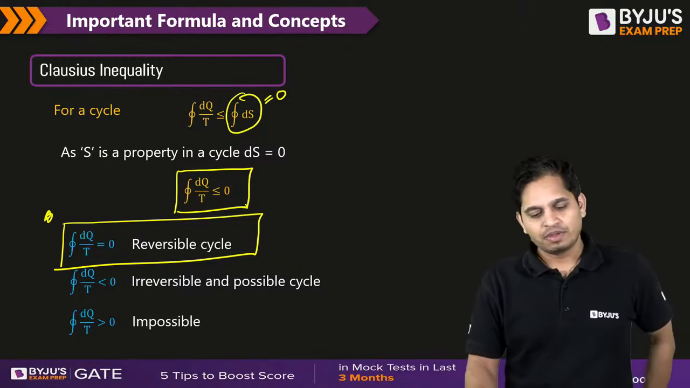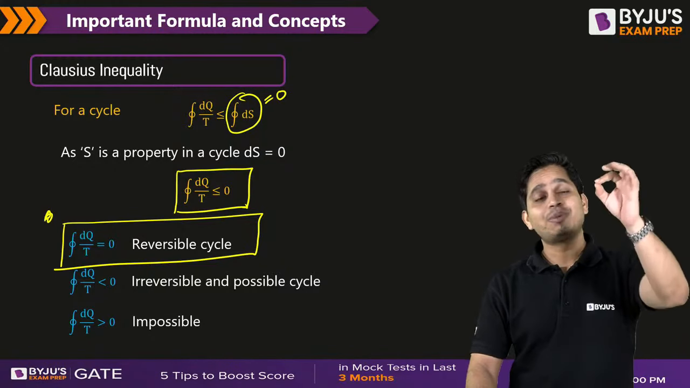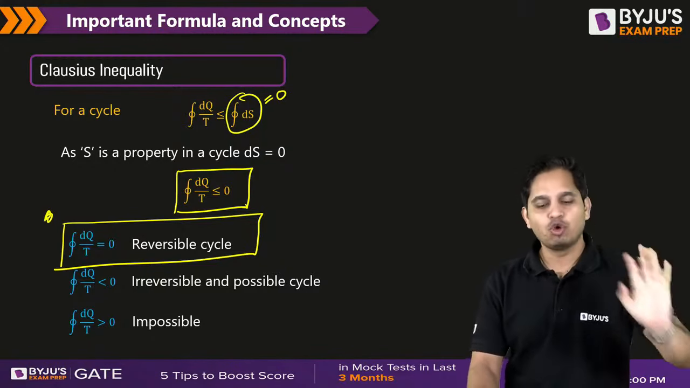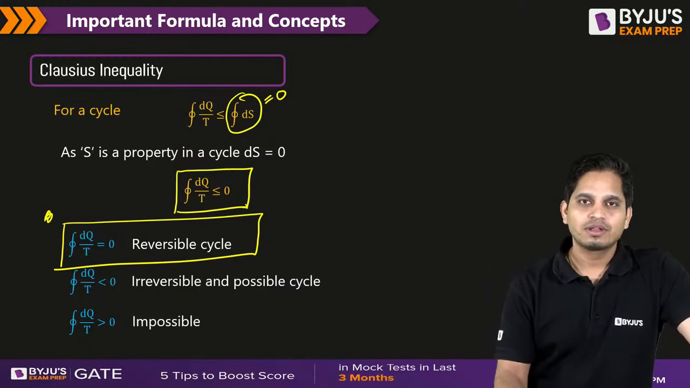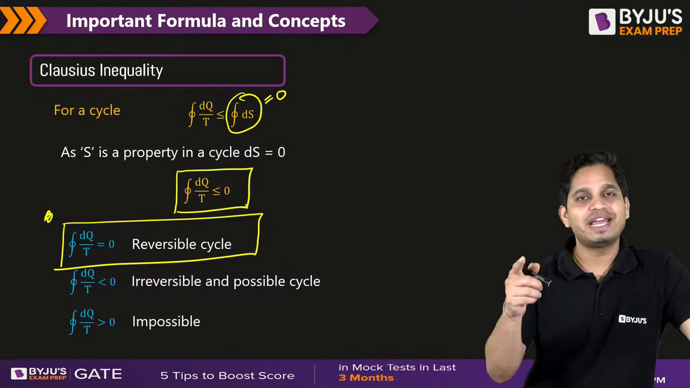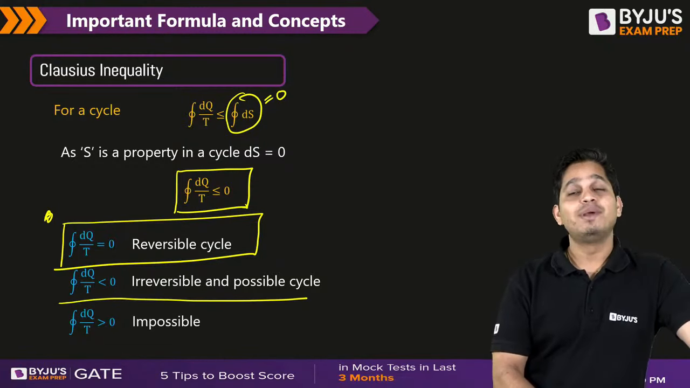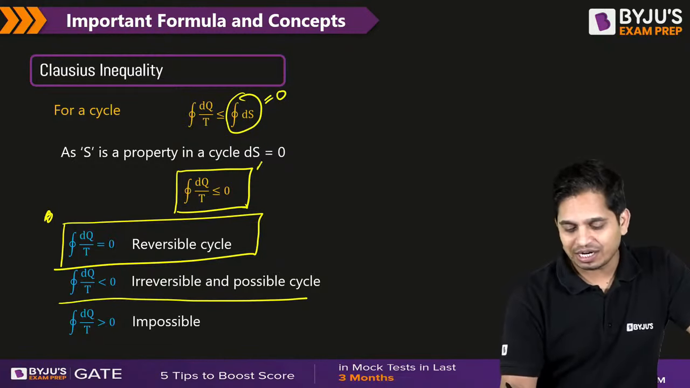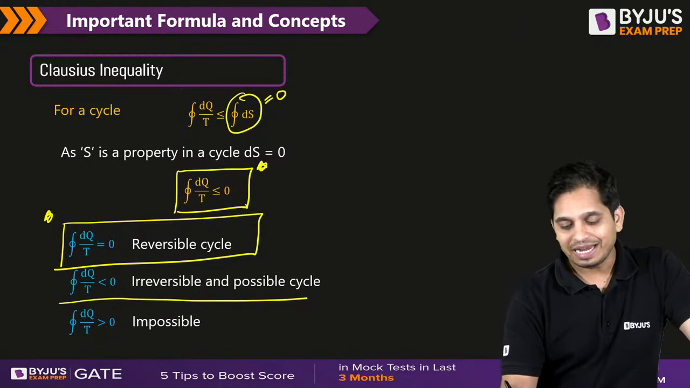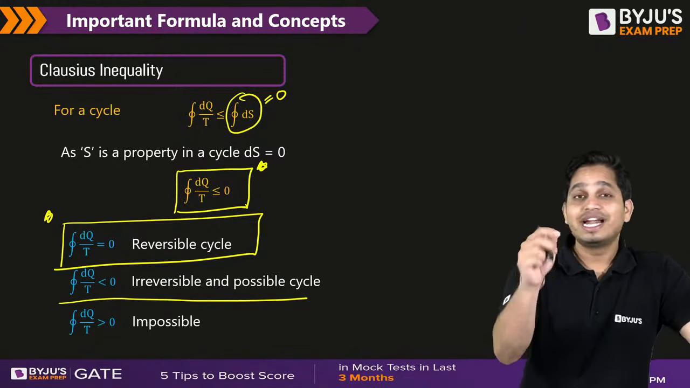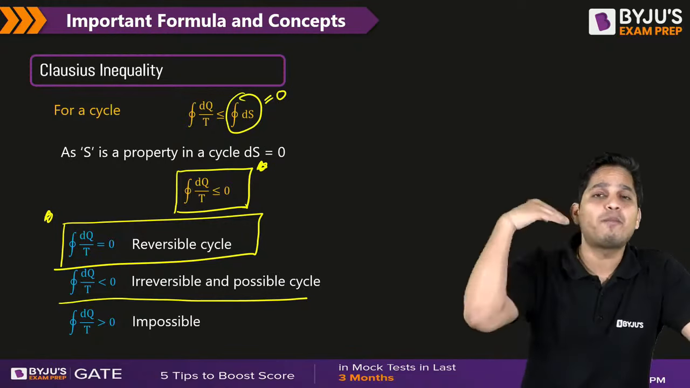So for a reversible cycle, the cyclic integral of dq by t will be 0. For an irreversible cycle, it will be less than 0. But this is the condition that will tell you whether your device, your cycle, is even possible or not.